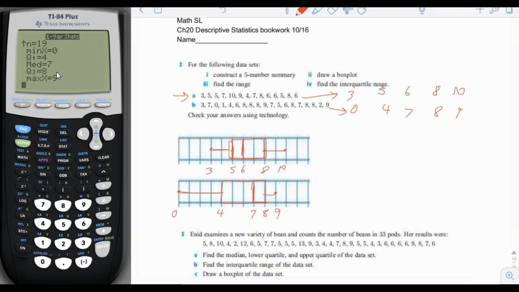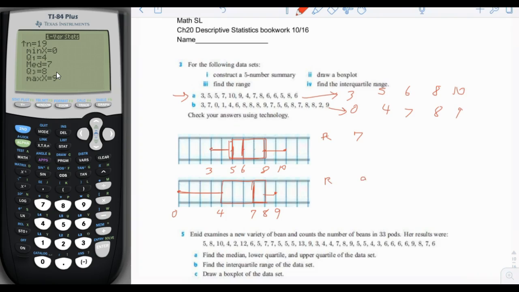And then find the range of each. So the range would just be the maximum minus the minimum. So for the first one, the range would be 10 minus 3, which is 7. For the bottom one, it would be 9 minus 0, which is 9.